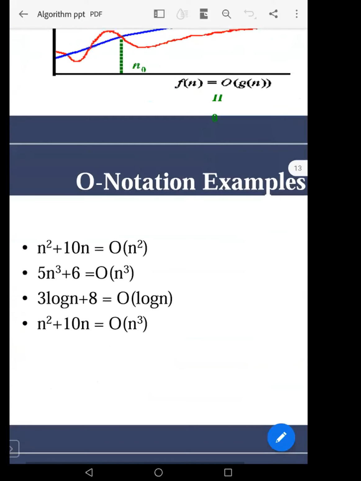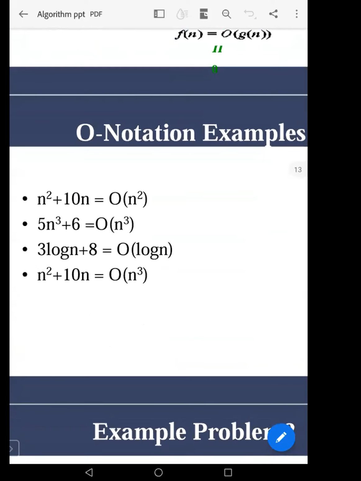So this is an example of big O notation. Suppose an algorithm has f(n) equal to n square plus 10n. In big O notation, it is basically a polynomial. The highest degree polynomial term always gives the big O notation. So highest degree means the term containing the highest degree, that is n square.